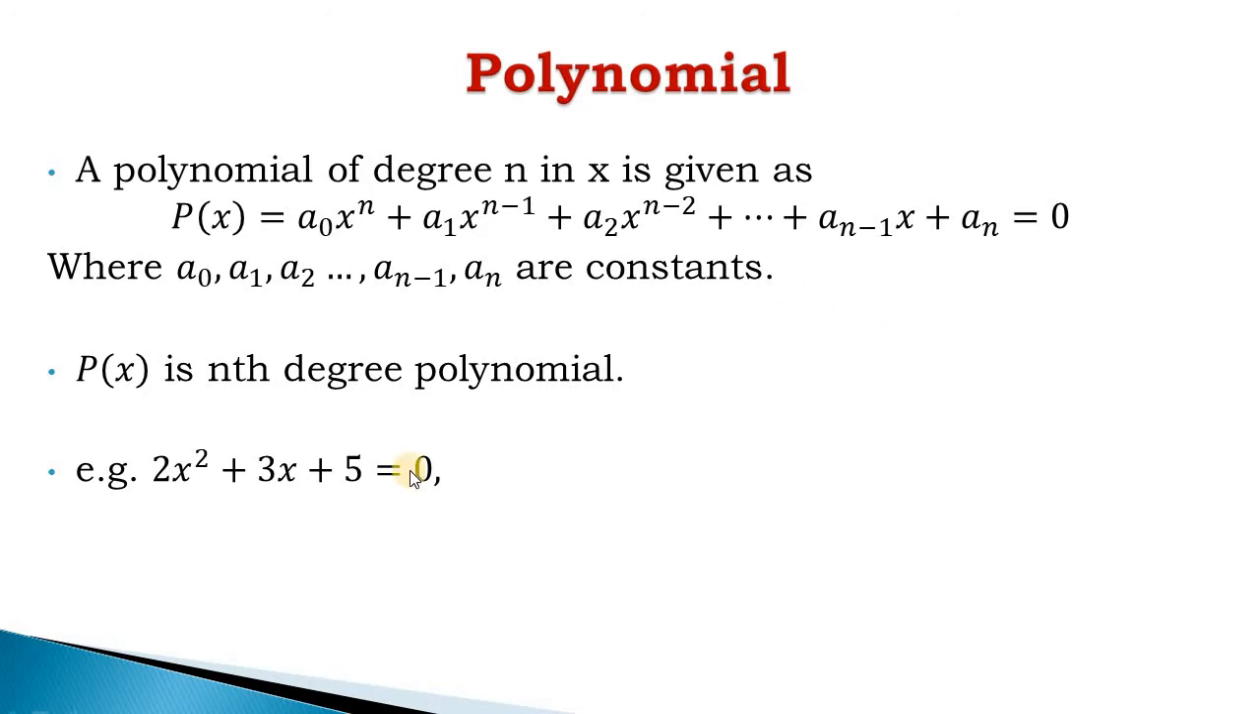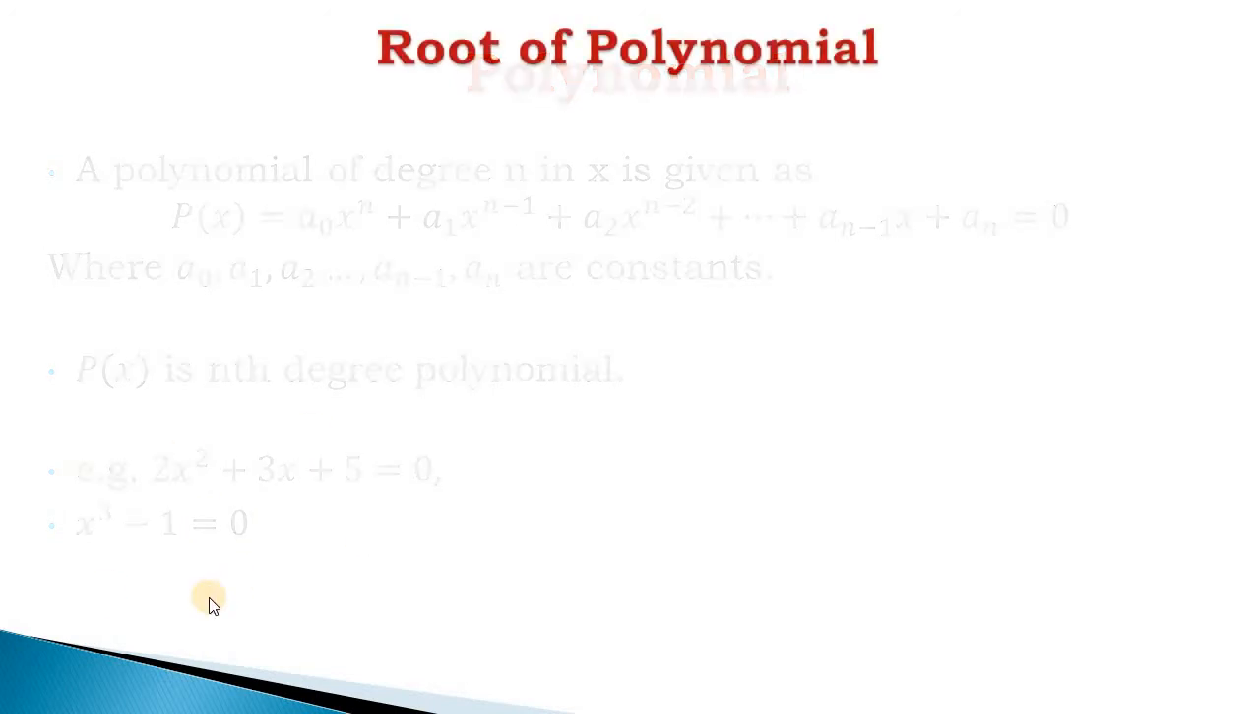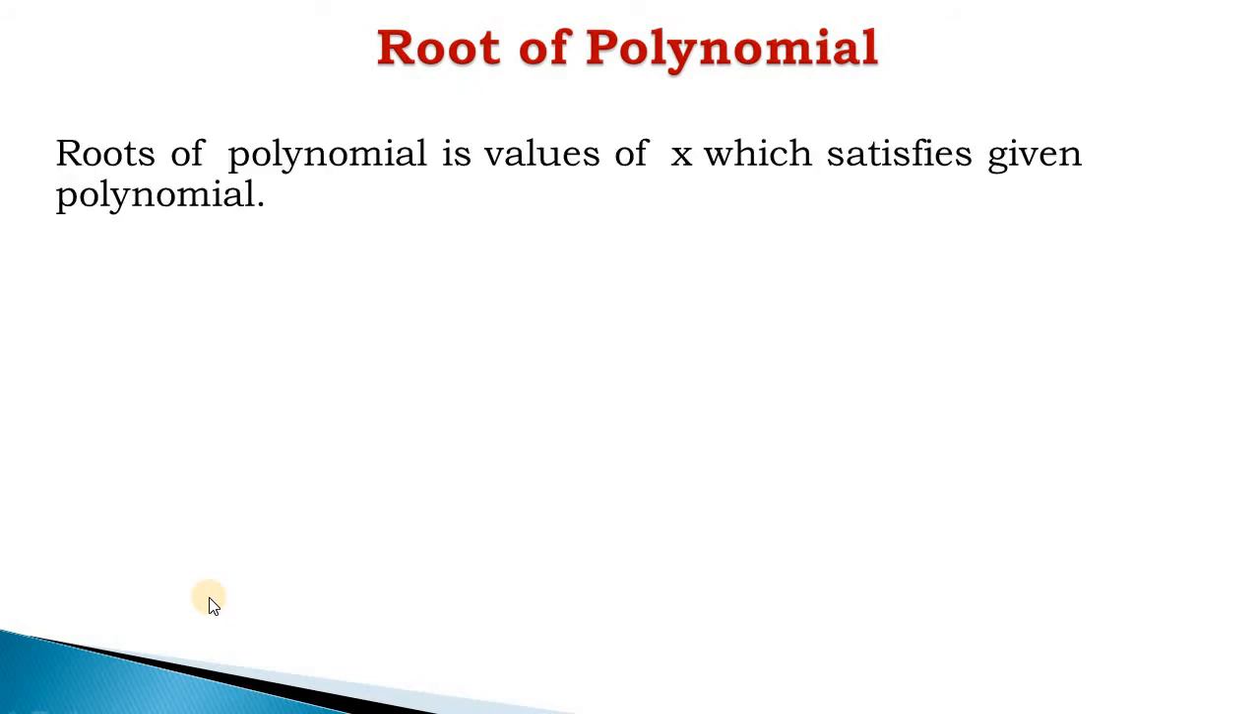So let us see an example. 2x square plus 3x plus 5 is equal to 0. It is a second degree polynomial. Another example, x cube minus 1 is equal to 0. It is a cubic polynomial. So first we see what are the roots of polynomial. The root of a polynomial is the value of variable x which satisfies the given equation or given polynomial.